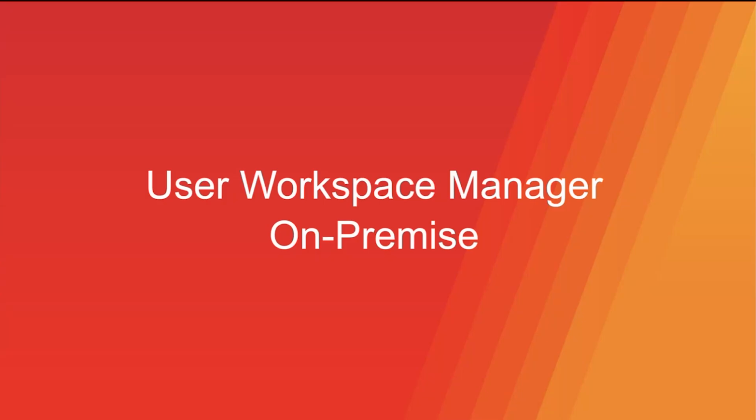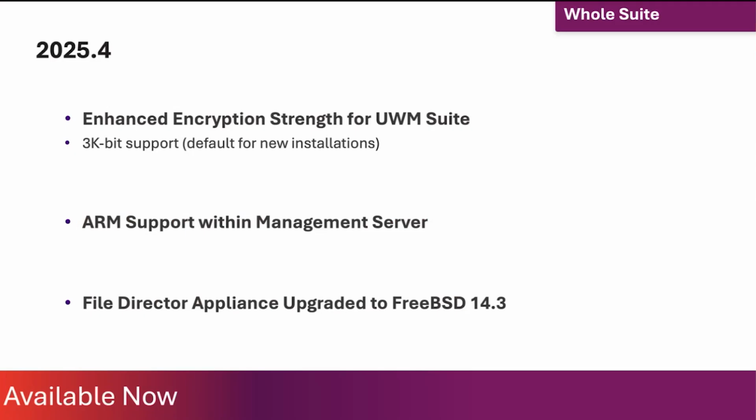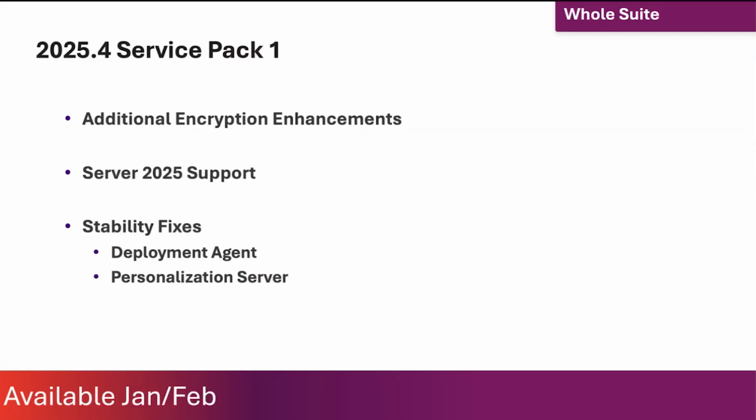As we transition now to talk about User Workspace Manager on-premise, first of all, as we look holistically at the suite, we had a release in October. Just to recap what went out the door in October, we had some encryption enhancements for the Management Center and the UWM suite, with 3K bit support. We also introduced ARM support within the management server. This is not ARM support for installing the management server on. This is the ability to deploy ARM binaries out to devices and the requisite CCA support. There's also been a File Director FreeBSD update as well.